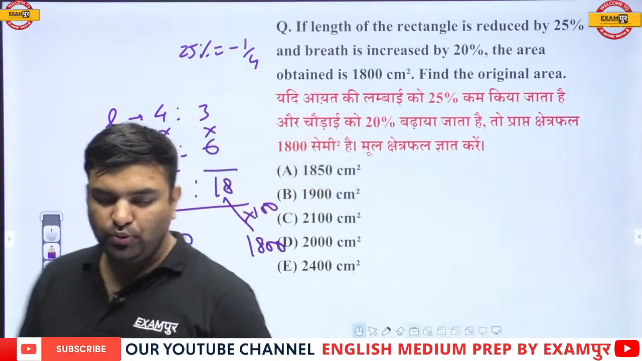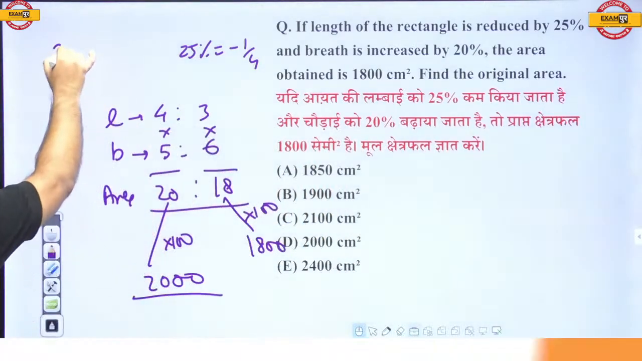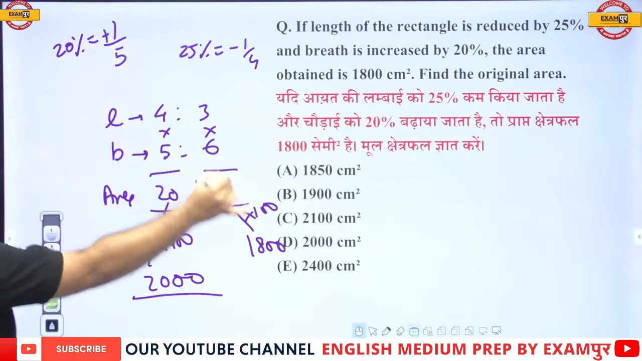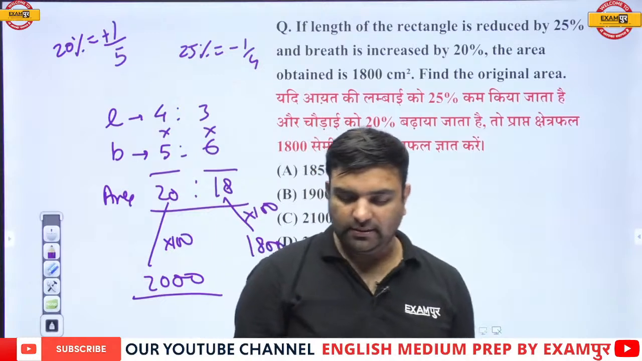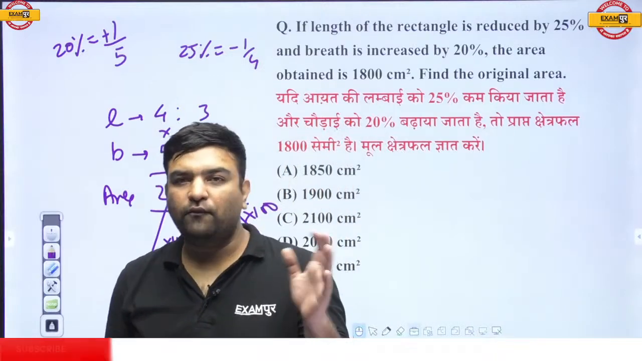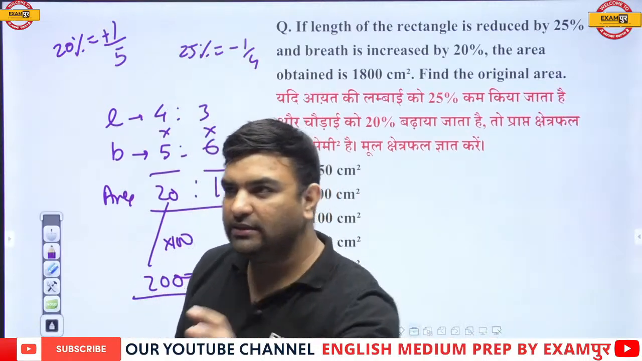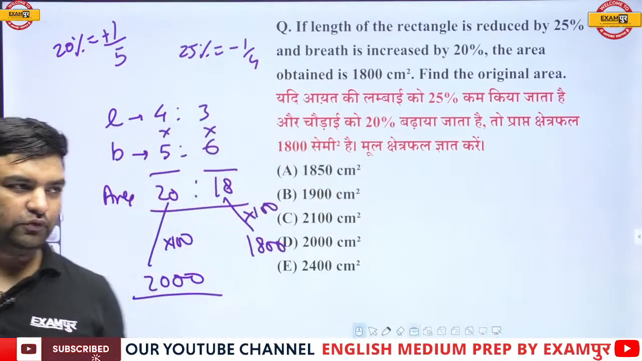20% increment is increment of 1 over 5. So from 5 to 6. So length becomes from 4 to 3. Breadth becomes from 5 to 6. Area from 20 to 18. 18 is known. Find the value of 20.